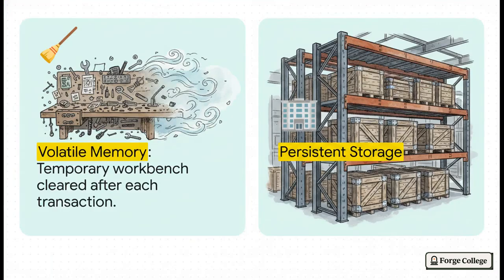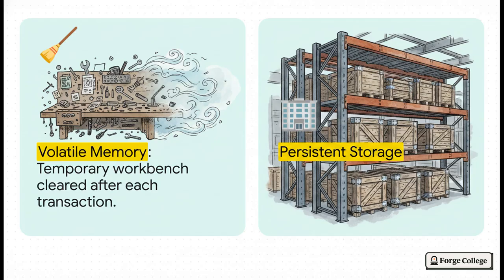So to really get a grip on EVM storage, it helps to build a physical mental model. I want you to literally imagine a massive, highly secure and, well, pretty expensive physical warehouse. This right here is where your smart contract's canonical state lives.